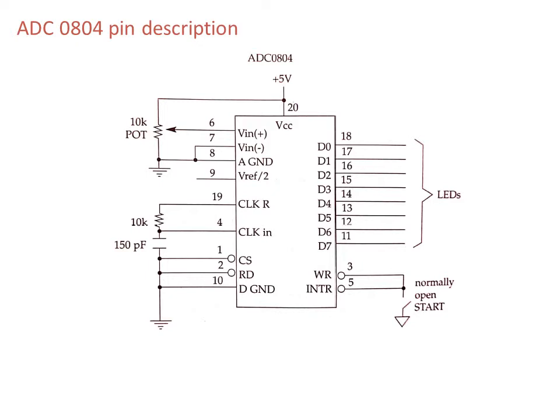Pin number 9 is V reference by 2. Pin number 8 is analog ground. Pin number 7 is V in minus, and pin number 6 is V in plus. Pin number 20 is VCC. So let us discuss all these pins in the next slide.